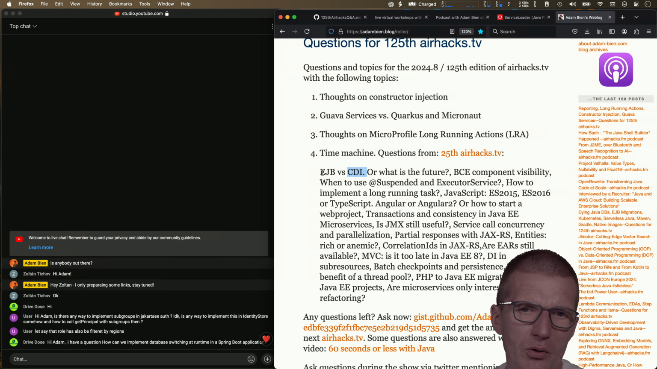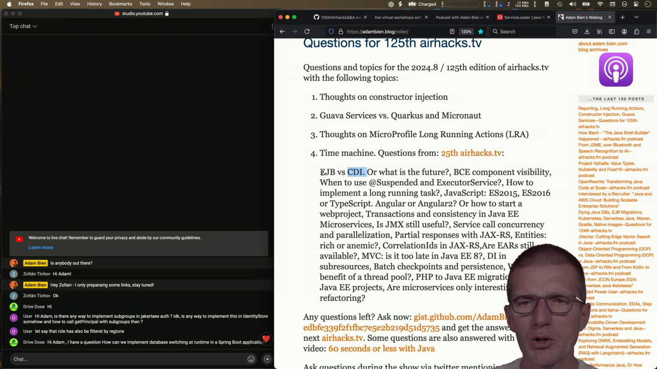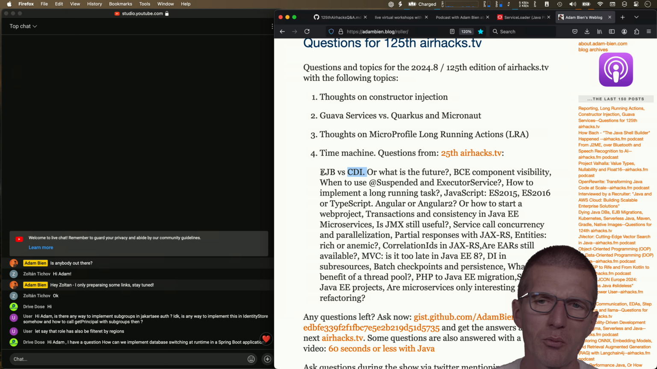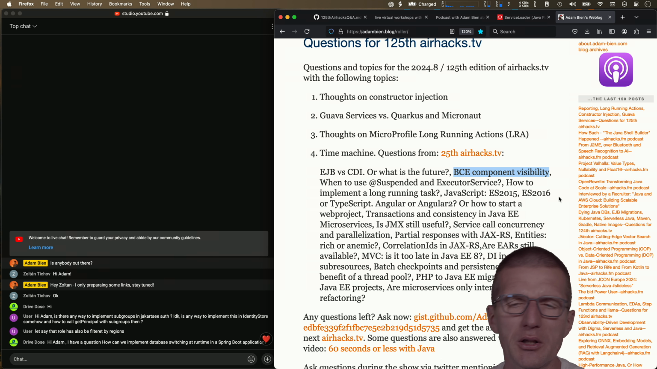So Lambda has a process scaling model: one request, one process. EJBs were actually the same, one request, one EJB, but the server was multi-threaded. Boundary control entity component visibility. I still get the questions.